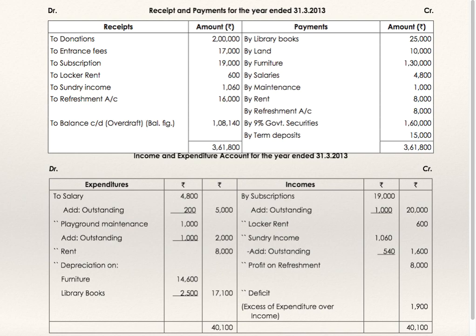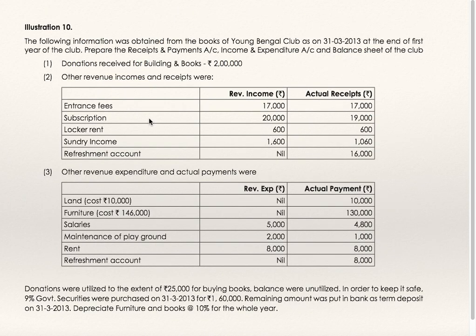Don't show it on the liability side. Why? Because it is given in the revenue income column. They have not put a dash here. They have not said entrance fees are to be capitalized. So you can assume that entrance fees are of revenue nature and show it in the income expenditure account. Subscription 20,000 and 19,000.